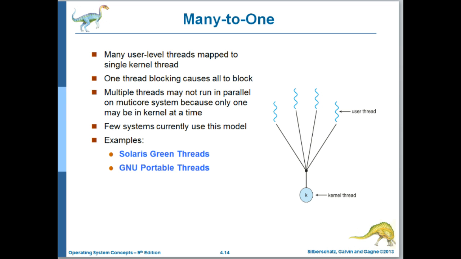All right, so here's the many to one model, in which we have many user threads mapped to a single kernel thread. And in this model, the user threads run concurrently. So they'll never run in parallel, although of course there could be other sets of user threads running on a different kernel thread. And if one thread blocks due to, say, I/O, they are all blocked.